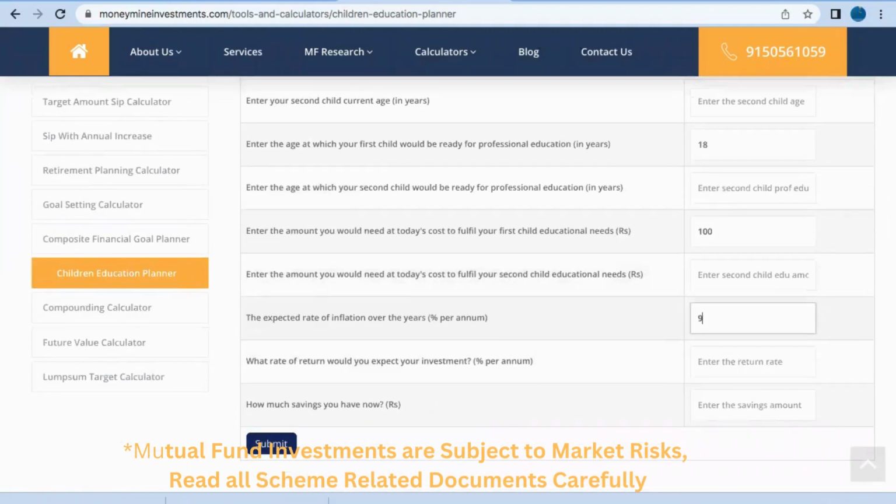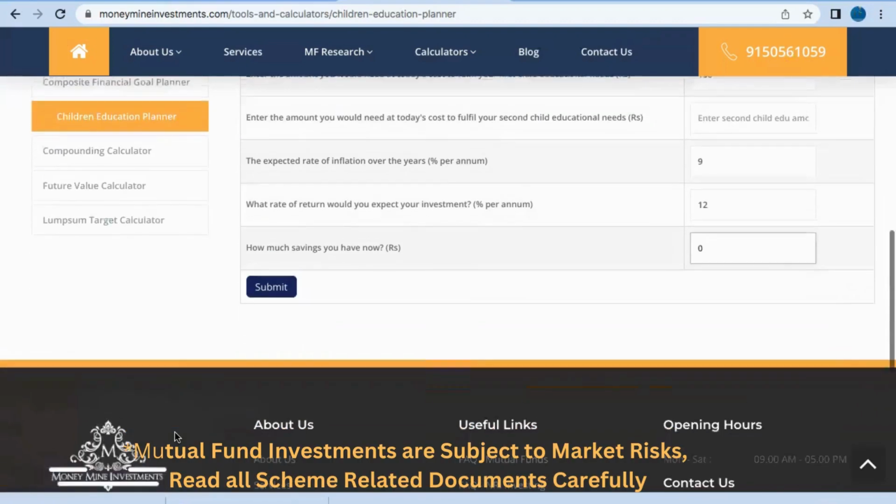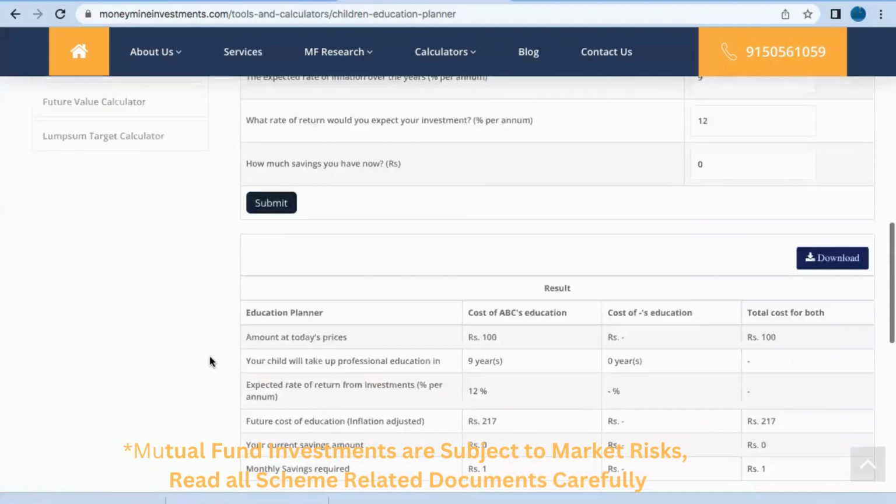I am assuming an inflation rate of 9%, the expected rate of inflation over the years. And what rate of return would you expect on your investment per annum? I'm not typing 9, because education inflation itself is 9, and to beat this inflation we need at least 12%. I'm assuming a 3% alpha over the inflation, 3% more than the inflation. Enter the savings amount: I'm typing 0. Now I am submitting it.